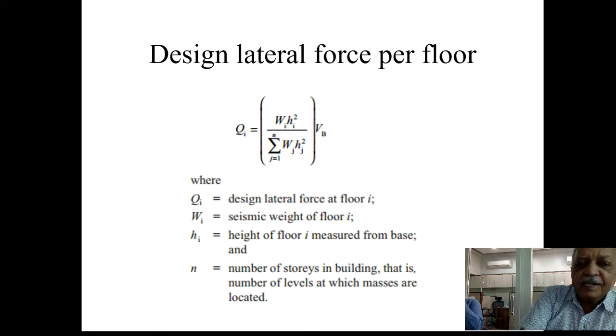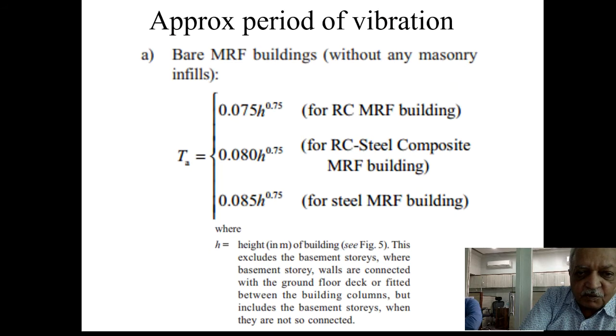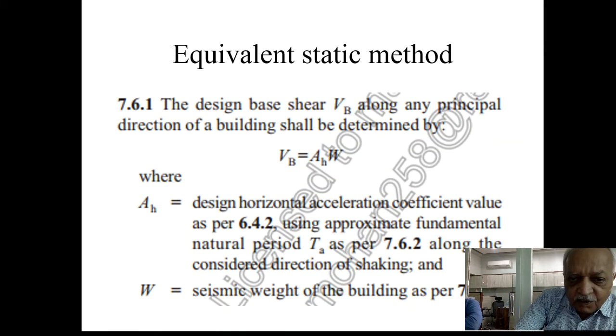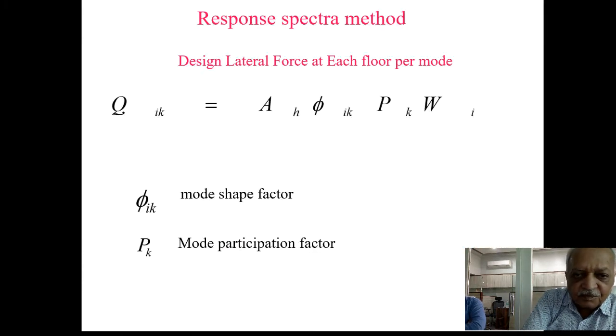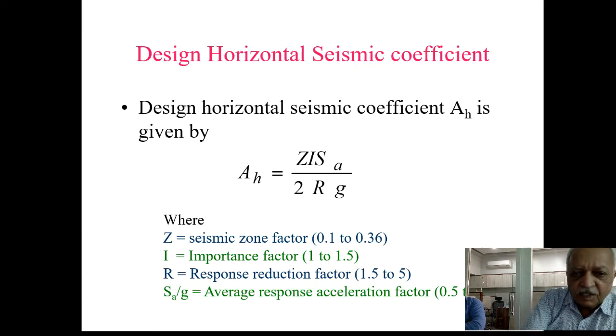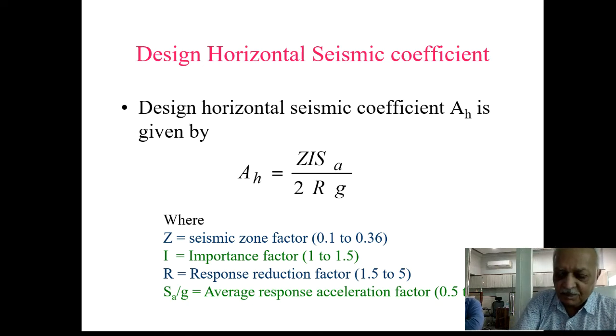And the design lateral force that you are considering, if you see the original formula which is given, you have got this AH. Now AH is given by Z I upon 2R multiplied by SA upon G. This is the formula given in the code itself, where Z is the zone factor, that is where the structure is located in the country. The country is divided into several zones. We will see the map in a minute.